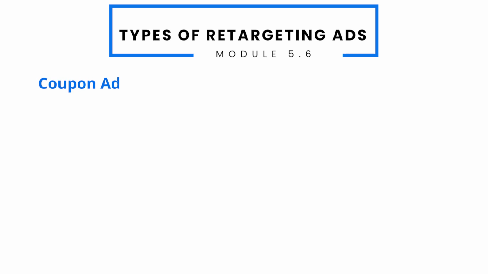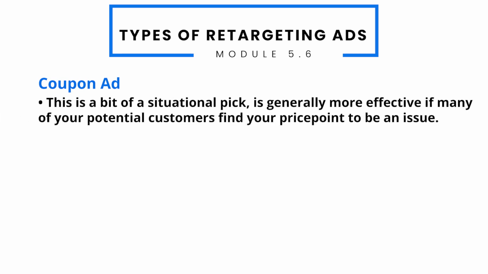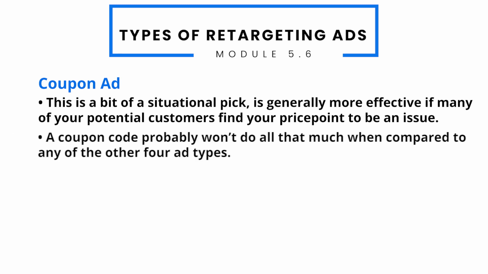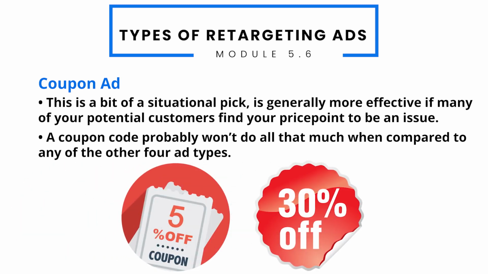And lastly, we have the coupon ad. This is a bit of a situational pick and a type of retargeting ad that is generally more effective if many of your potential customers find your price point to be an issue. Assuming that you picked out a product based on our recommendations and created an effective ad and website, a coupon code probably won't do all that much when compared to any of the other 4 ad types. That being said, in the past I've personally tested anything from 5 to 30% off coupon codes, and some have been pretty great. So if you suspect that your price point is a bit on the steep side, definitely try out a coupon code.